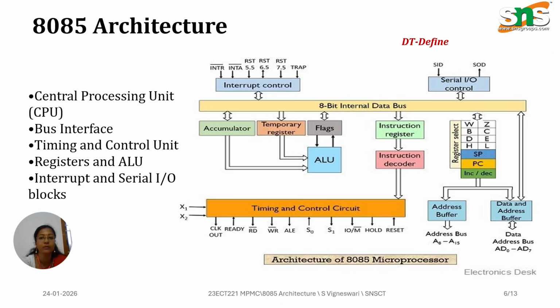Next comes the program counter. The program counter is a 16-bit register which stores the address of the next instruction to be executed. After an instruction is fetched, the PC is automatically incremented. Next comes the stack pointer. The stack pointer is also a 16-bit register. It holds the address at the top of the stack. The stack is used during function calls, interrupts and temporary data storage. In the 8085, the stack grows downward in the memory.